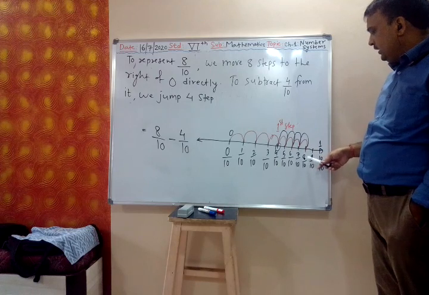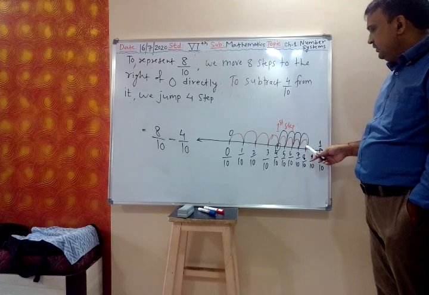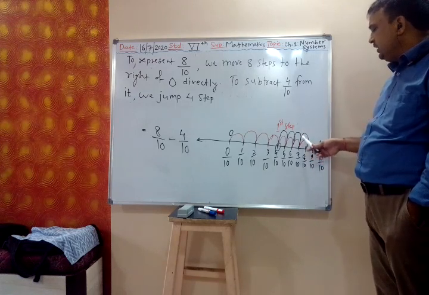This is 8 upon 10. Now from 8 upon 10 we want to subtract 4 upon 10. To subtract 4 upon 10, I will make 4 jumps to the left.